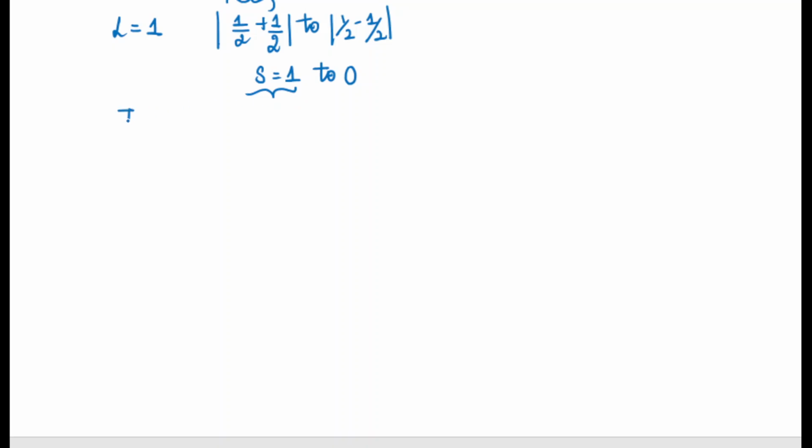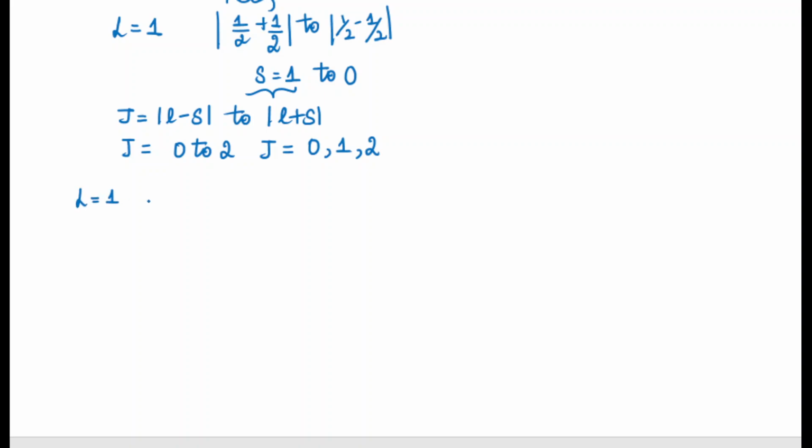Now what will be the J value? J value is L minus S to L plus S, inside the magnitude. So J value is L minus S, which is 0, to L plus S, which is 2. So J can take the values 0, 1 and 2, right? This is for set 2 we are talking about. Now let me write one by one. If L is equal to 1 and S is equal to 1, we are getting the J values to be 0, 1, 2.